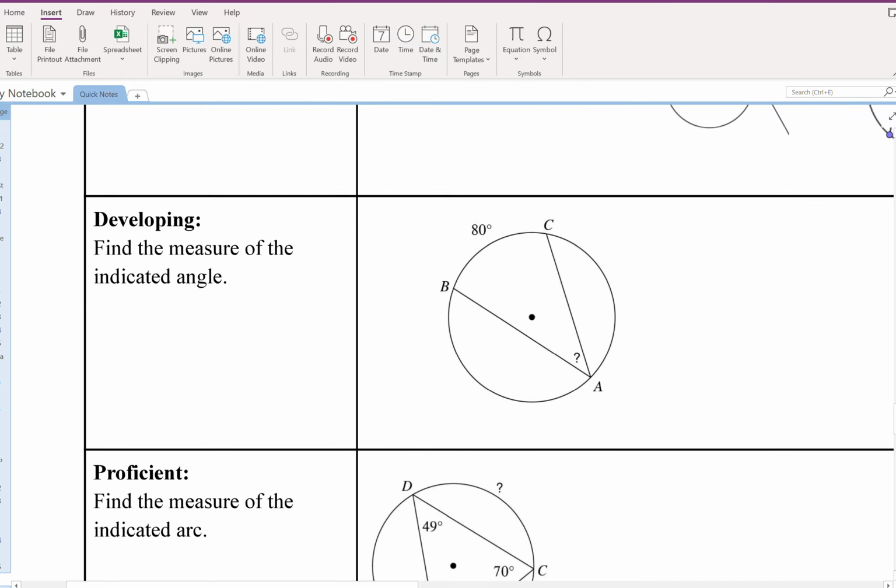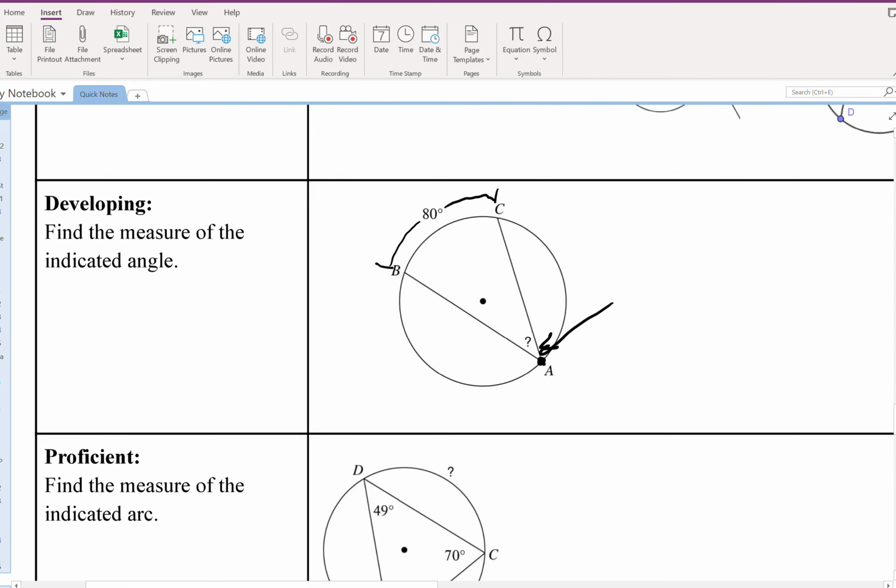This next one says find the measure of the indicated angle. There are a couple things you need to keep straight here. This central angle is 80 degrees because the arc that's subtended by that central angle is 80 degrees. They have the same measure, but that's not true for the inscribed angle. When the vertex is on the circle, it's half. And so in this case, this indicated angle here is half of that 80. It's 40 degrees.